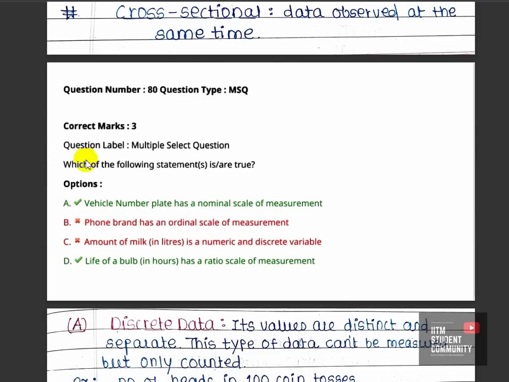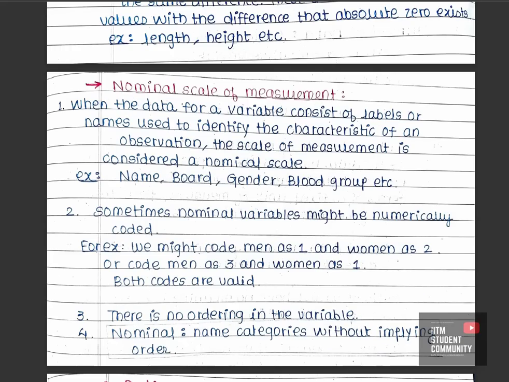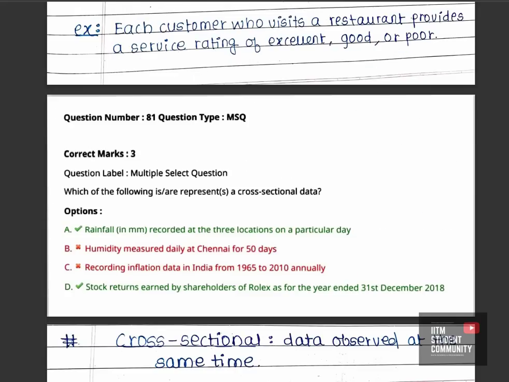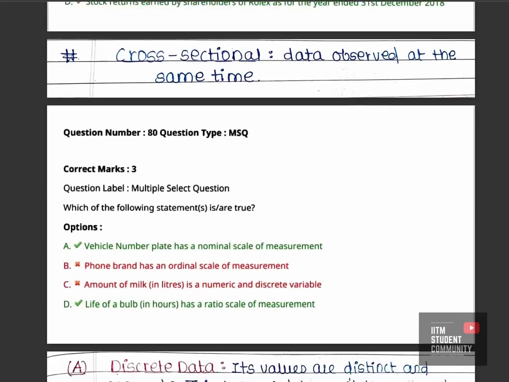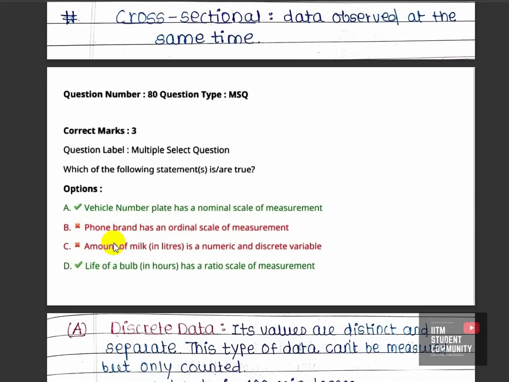Coming to the question, which of the following statements is or are true? Option number A says vehicle number plate has nominal scale of measurement. Now we just saw the explanation for nominal data. It is a variable consisting of labels. So yes, number plate is also a nominal scale of measurement. Phone brand has an ordinal scale of measurement. We saw ordinal scale of measurement is basically orders, data arranged in orders. Phone brand does not have any order involved, so this option is incorrect.